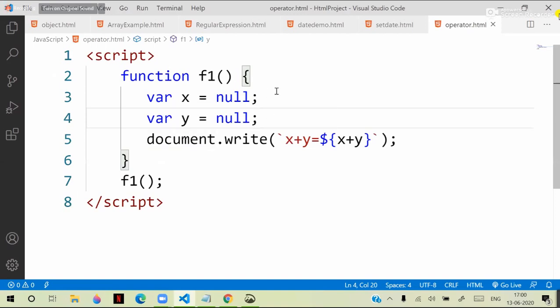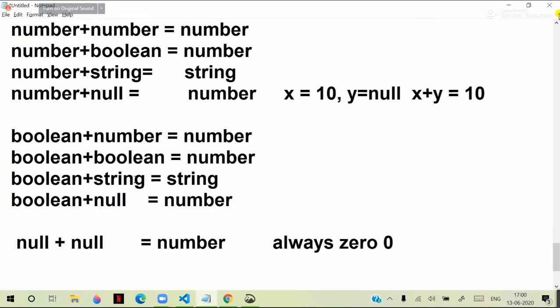Suppose null plus false. What a silly question you are asking? Already I gave here boolean plus null. What you have done is null plus boolean.